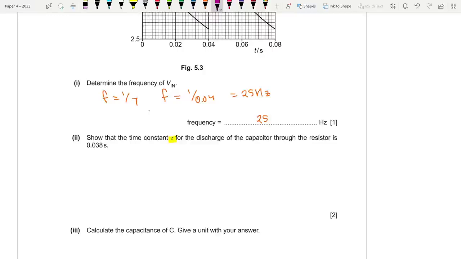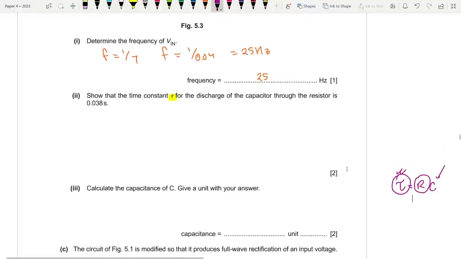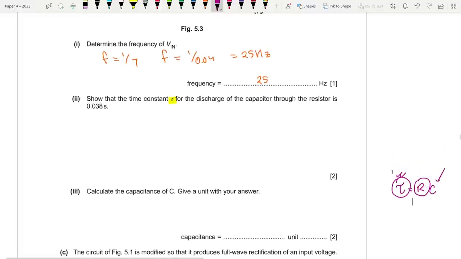So basically, to find out tau, we need the value of R and C. But clearly, look at the next part. They've asked us to find out the value of C. So since we know that tau is equal to RC, and they've asked us to find out C in the next part, what does that mean? That means that we need to find out tau in another way in part 2 and then use that in part 3. So we don't use this equation now, but later.